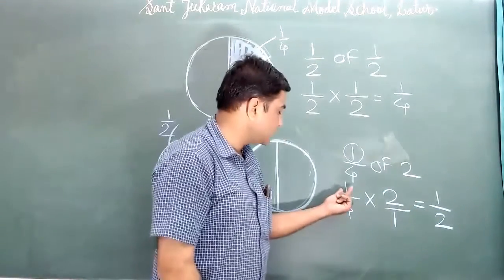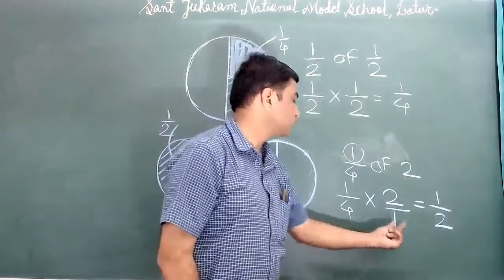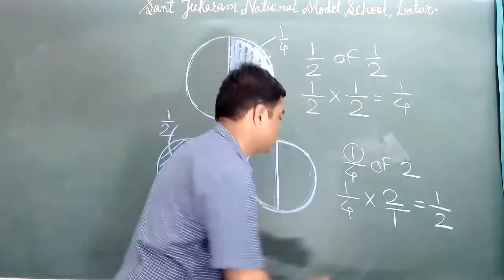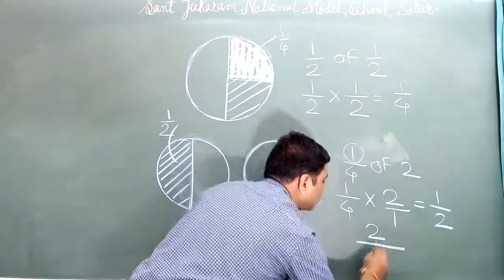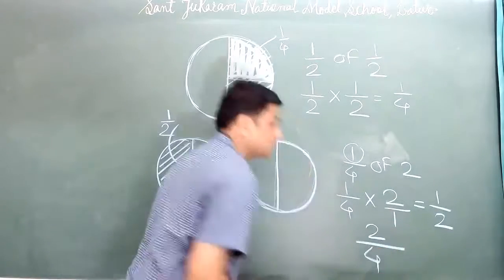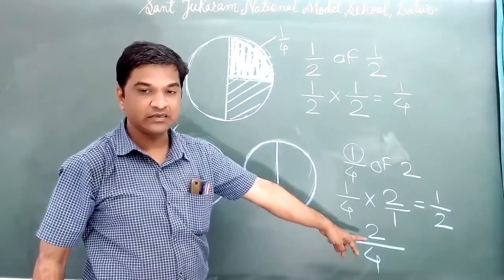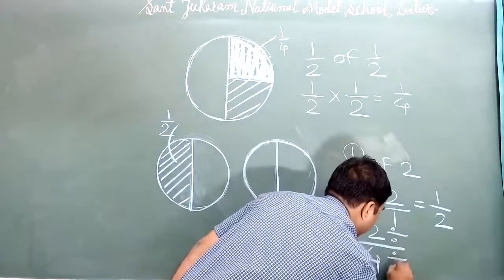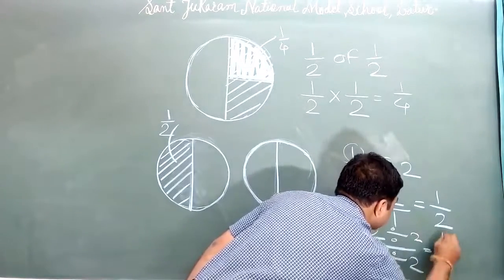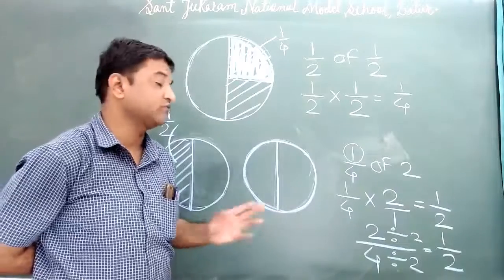We multiply 1 with the 2, so we get 2, and 4 with the 1, we get 4. But see it properly, 2 by 4 can further be divided by 2. If I divide both the numerator and denominator by 2, I get the reduced form of the fraction as 1/2.